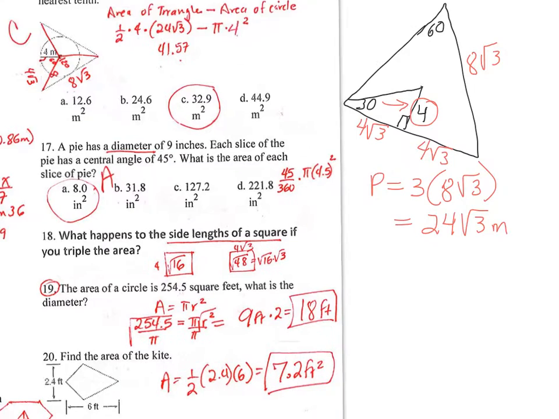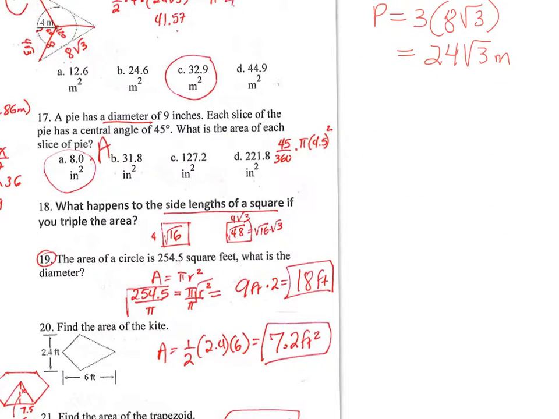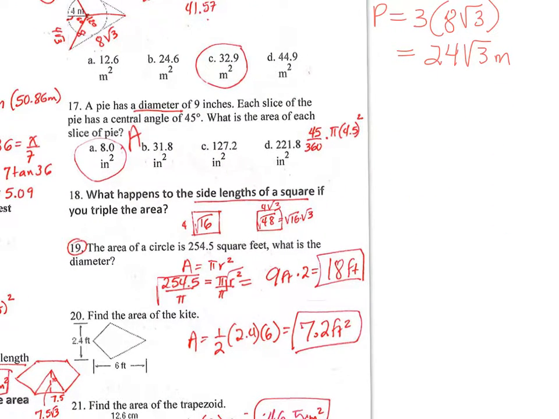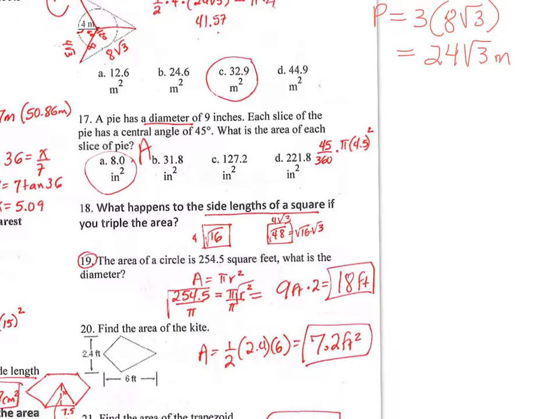So next problem, number 17. In problem number 17, it's just a matter of using the central angle, which is 45, out of 360 times pi, and the radius is half of the diameter, which is 4.5. So it's 4.5 squared. You just put that in the calculator, and that gives you 8.0 square inches. So that was number 17.